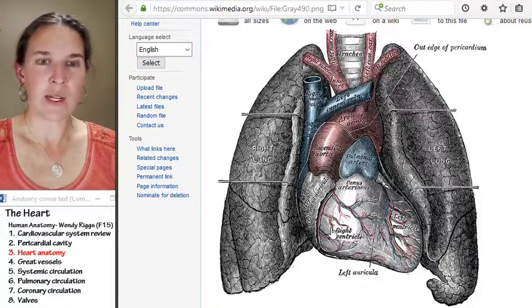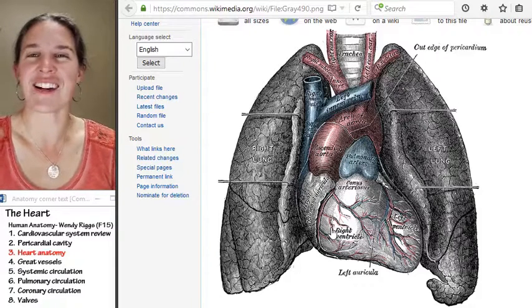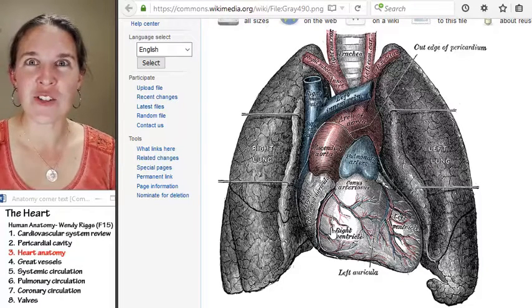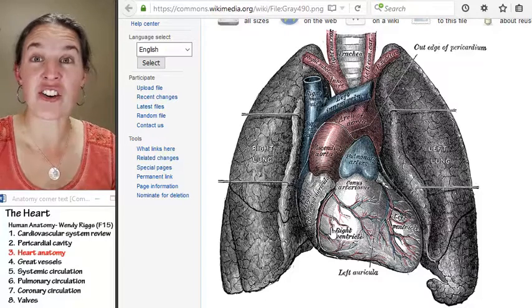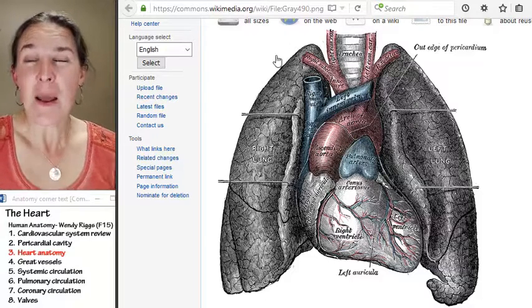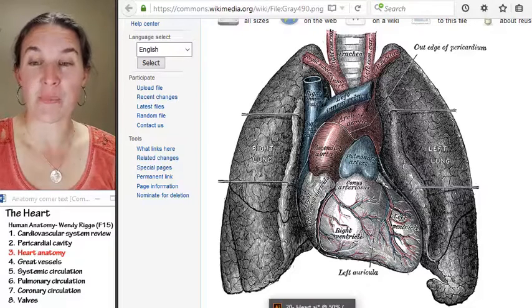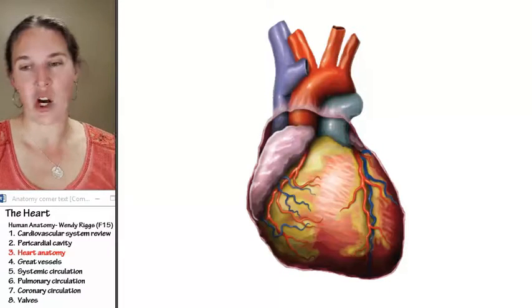In lab, when we dissect sheep hearts or pig hearts or whatever kind of hearts we can get our hands on, you will have to orient yourself for what is anterior and posterior on the heart. And that will certainly help you identify various heart structures. Okay, so let's start labeling heart parts.